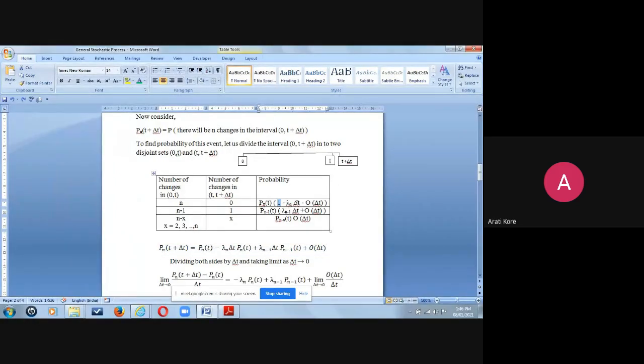Second term, minus λ_n Δt into P_n(t), which is over here, minus λ_n Δt P_n(t). Next, I have not mentioned this term right now. I am mentioning all the terms of o(Δt) at the end. Here, λ_{n-1} Δt into P_{n-1}(t). Now, which are the terms remaining? Here is a term of o(Δt) into P_n(t) plus o(Δt) into P_{n-1}(t) plus P_{n-x}(t).